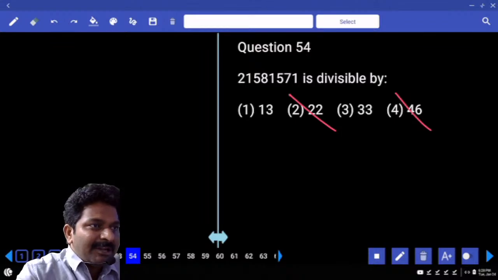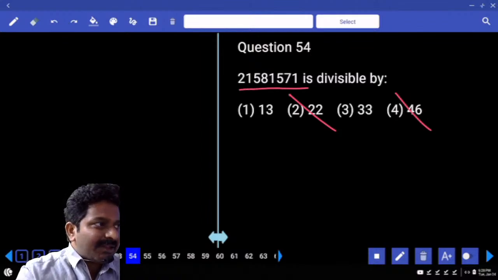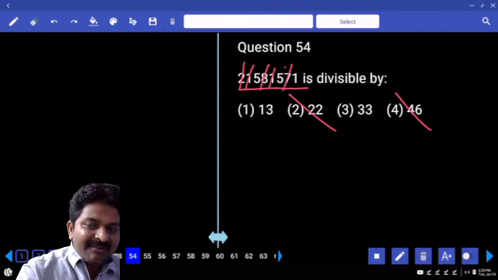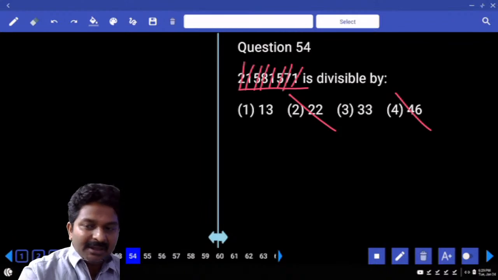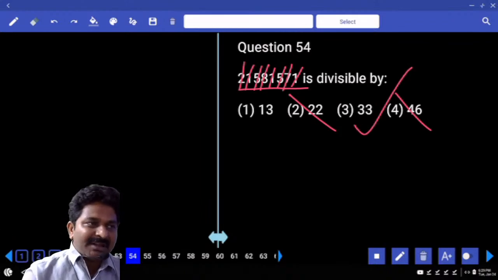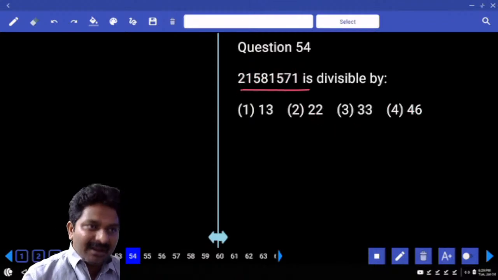1 is not a multiple of 3, 3 is a multiple of 3, correct? Let me observe, is my number divisible by 3 or not? 2 plus 1 eliminate, 8 plus 1 eliminate, 7 plus 5 eliminate, 5 plus 1 eliminate. Is the number divisible by 3? If it is divisible by 3, it has to be divisible by 33 only? Otherwise you need to verify again with 11 multiplication.